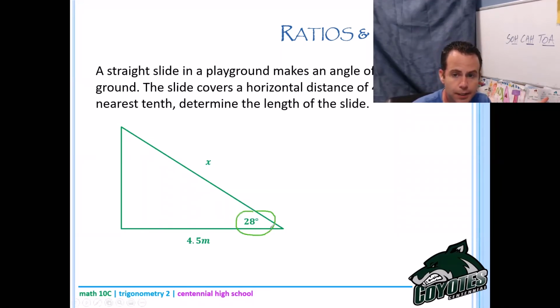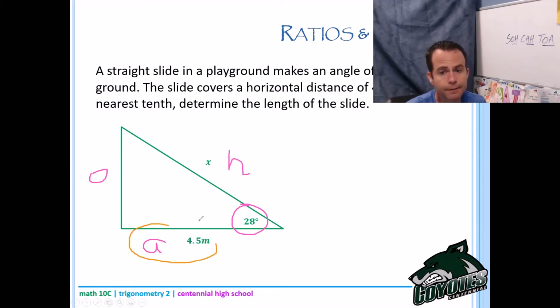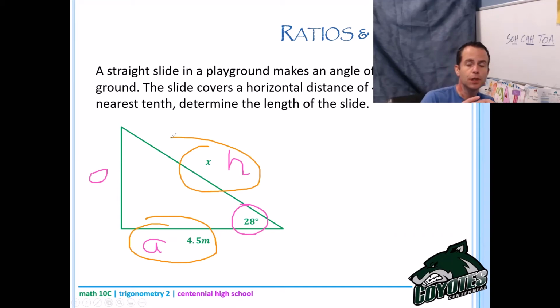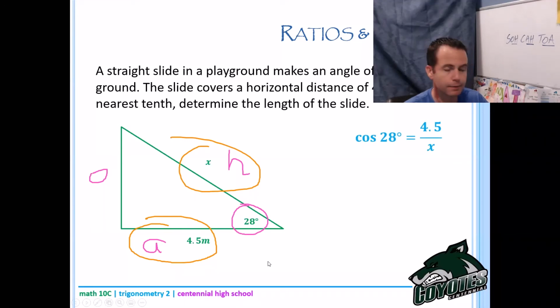This is my 28 degrees. Oh, sorry, I probably shouldn't do that in green on green. This is my 28 degrees. So this is opposite, this is my hypotenuse, this is my adjacent. I need to look at what do I have and what do I need. I have the adjacent, I need the hypotenuse. I'm looking for the trigonometric function that connects adjacent and hypotenuse together, which is cosine. So I'm going to say cosine of 28 degrees is 4.5 over x.